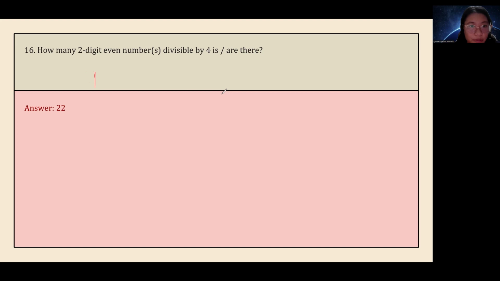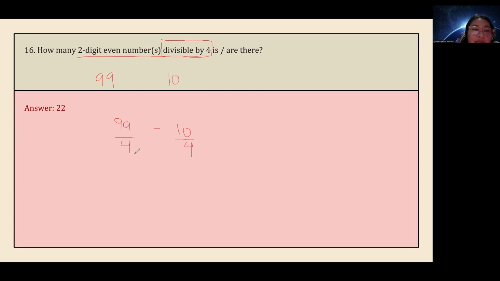Okay? My pen is not working. So this one is 99. And what is the smallest two-digit number we can have? It's 10, right? So in between 10 to 99, there would be two-digit even numbers divisible by 4. Okay, so we can have a range from 10 to 99. So we will subtract 99 minus 10. And of course, since we're getting numbers divisible by 4, we divide by 4.